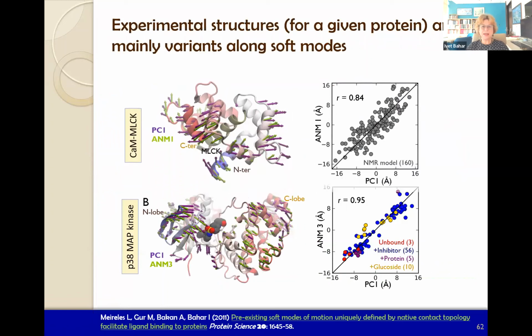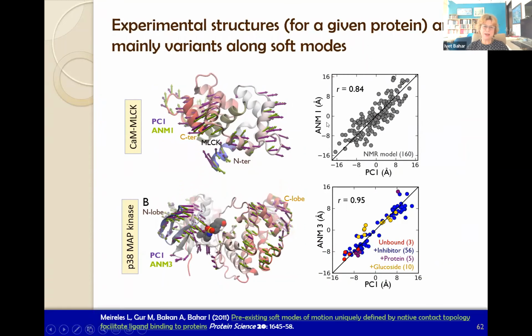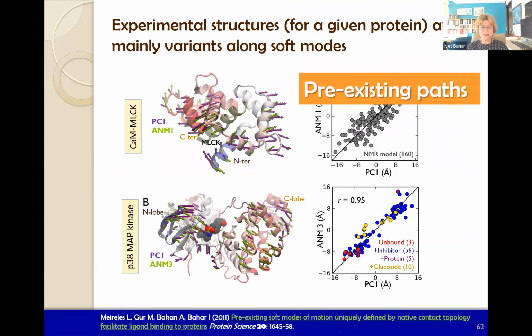Okay, so we've done this for many cases, and in some cases PC1 and ANM1 agree very well. In some other cases, PC1, the first mode from principal component analysis, and the third mode from ANM would agree. There may be a change in the order, but this tells us that the structure, in the conformational energy landscape, has access to pre-existing paths. You've heard the concept of pre-existing states. We say that there are pre-existing paths, not necessarily states, and those paths may be conducive to new substates. But those paths, which are nothing else than the directions along the normal modes, pre-exist and enable functional mechanisms.